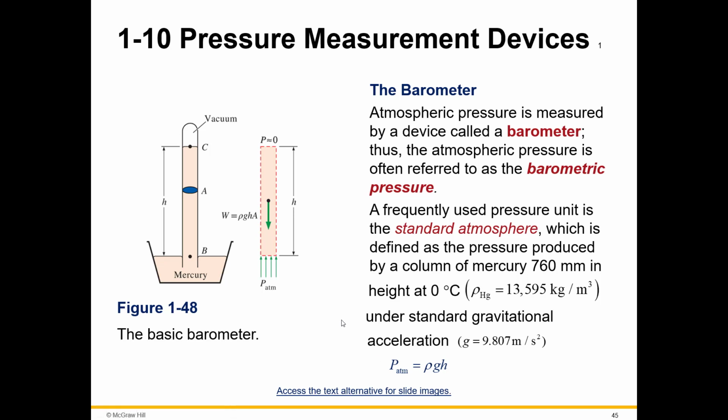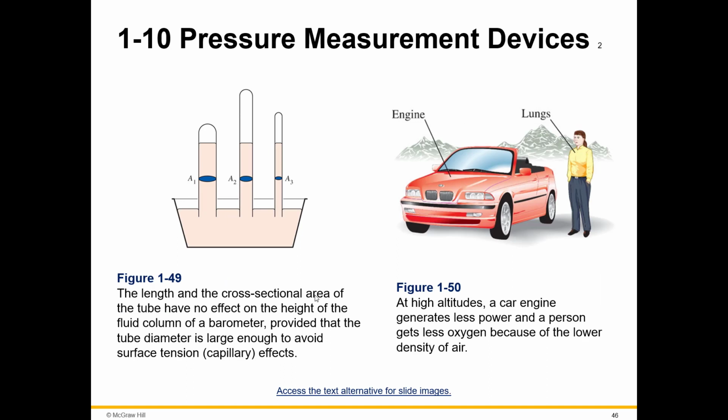Okay? And then remember we talked about vacuum pressure, atmospheric pressure, gauge pressure, things like that. So you'll start to see these in the schematics. Okay, and then the length and the cross-sectional area of the tube have no effect on the height of the fluid column in a barometer, provided that the tube diameter is large enough to avoid surface tension and capillary effect. So as long as it's large enough, it doesn't really matter how wide that tube is. You're still going to get the same information.